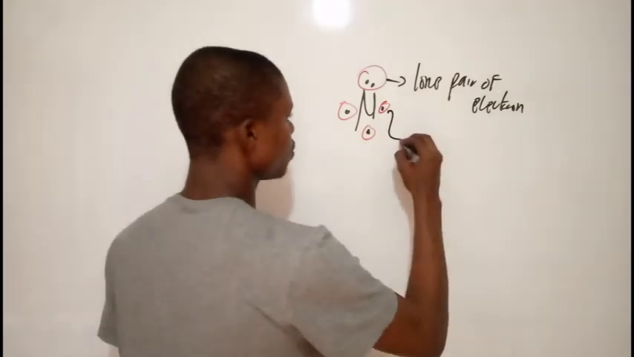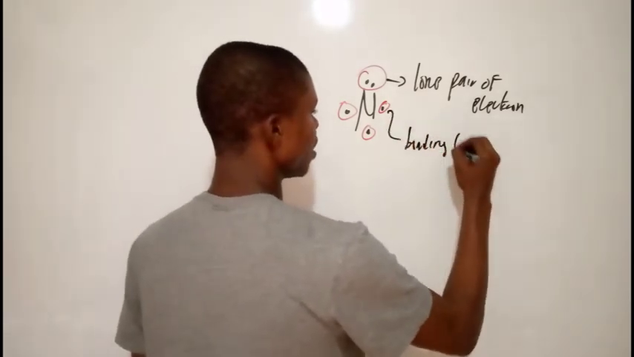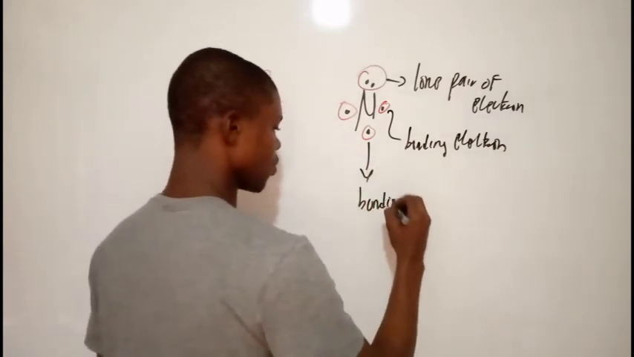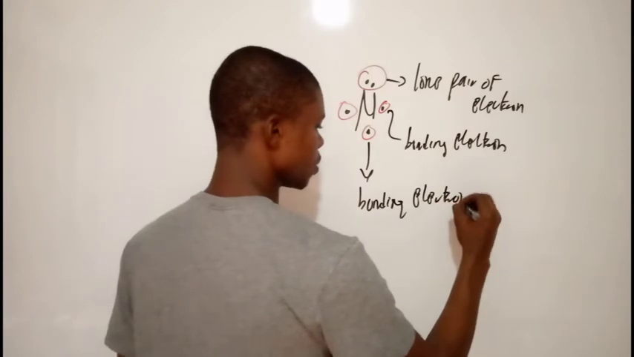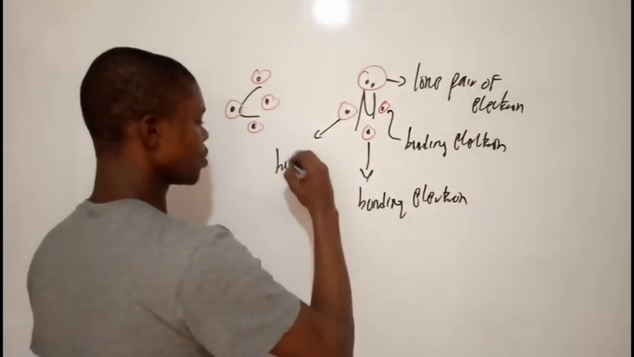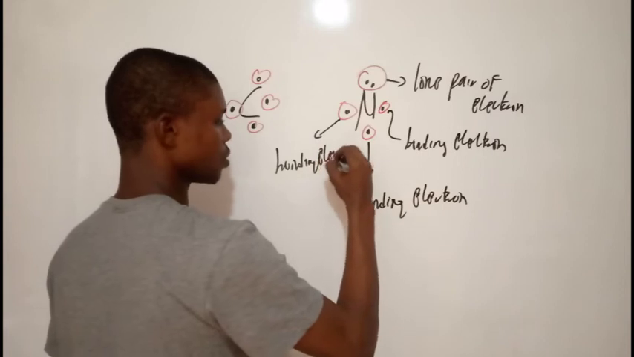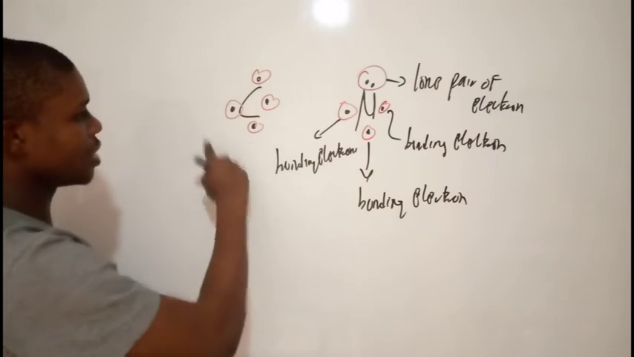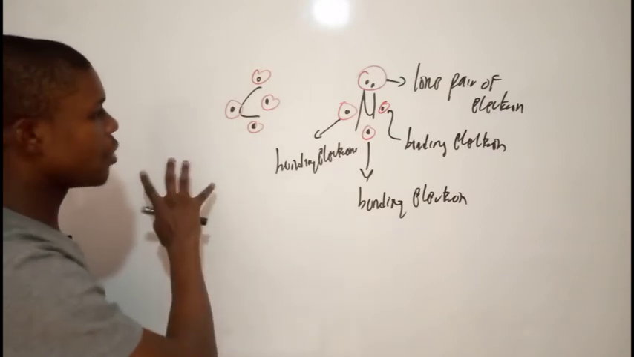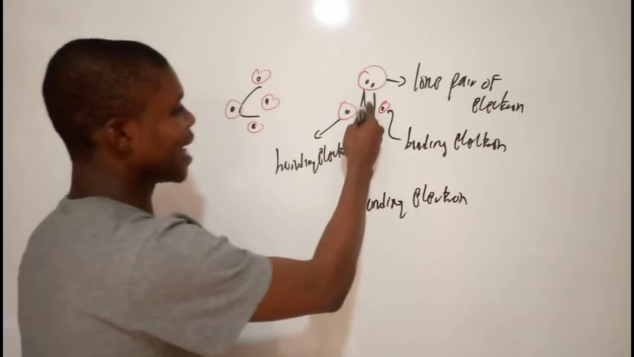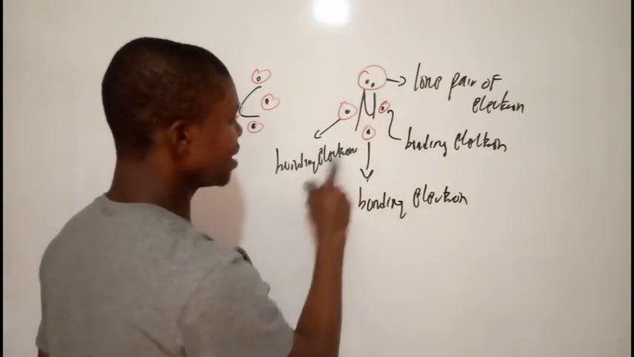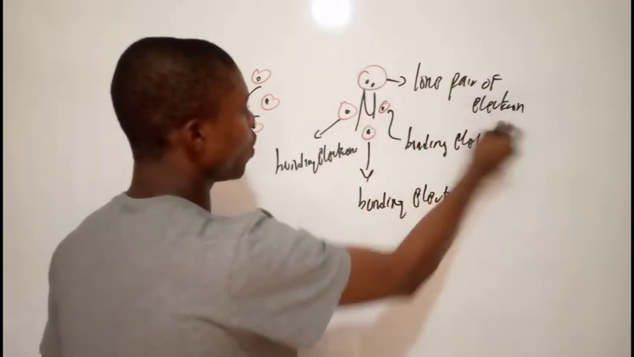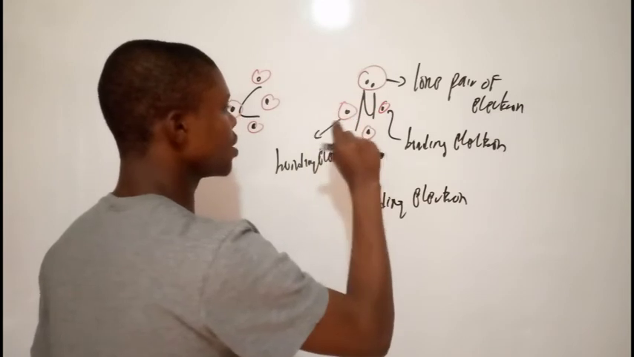So they are called bonding electrons. Here we have bonding electrons. So carbon here has 4 bonding electrons, but no unbonding or non-bonding electrons, right? Nitrogen here has 3 bonding electrons, because these electrons are capable of forming bonds. Why is that? It has 1 lone pair, which is 2 non-bonding electrons.